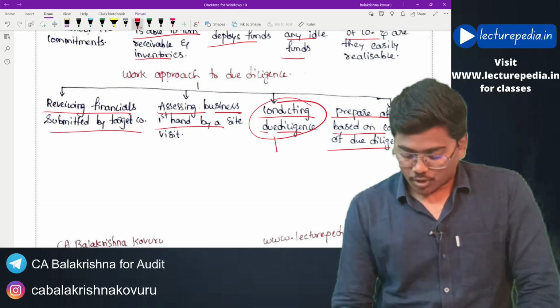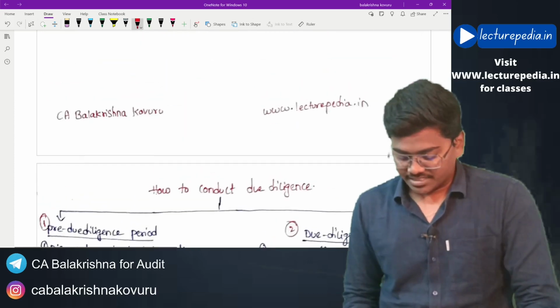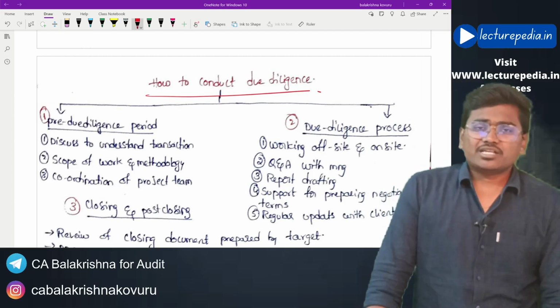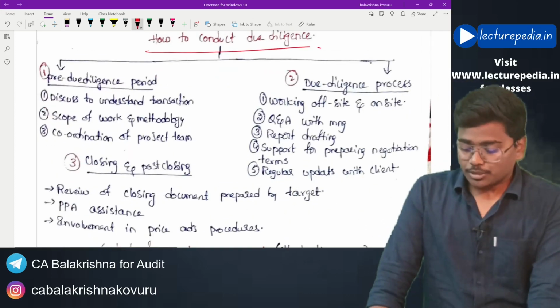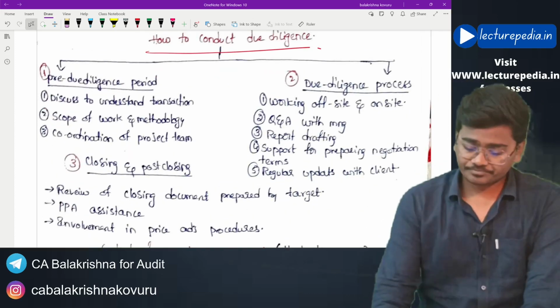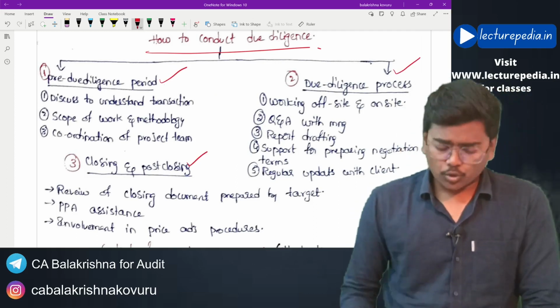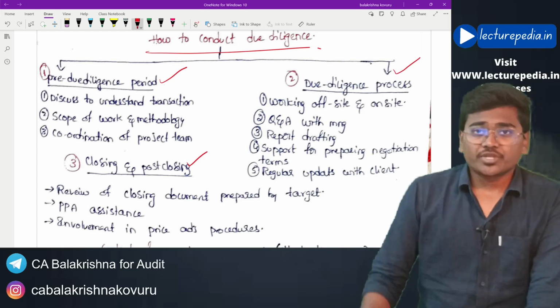So now, how will this due diligence be conducted? How to conduct due diligence? Generally, there will be three phases. One is the pre-due diligence period, next the due diligence process, and finally closing and post-closing procedures.